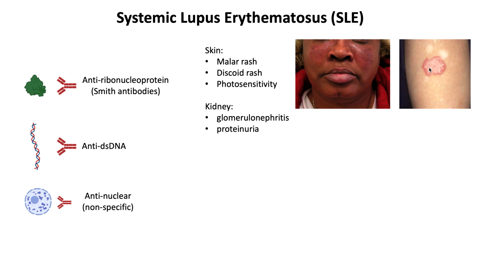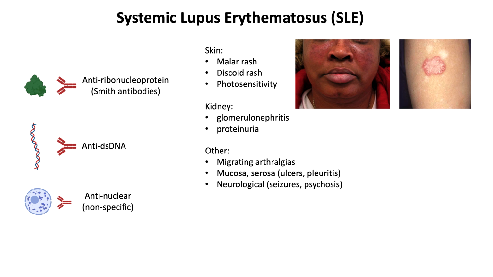You can have effects in the kidney, including glomerulonephritis and proteinuria. You can have other effects such as migrating arthralgias, which are common, effects in the mucosa and the serosa, neurological effects. And the onset is mostly in women of their childbearing years. And the most common way to treat this is probably corticosteroids, but the treatment that someone would undergo would depend on disease severity.